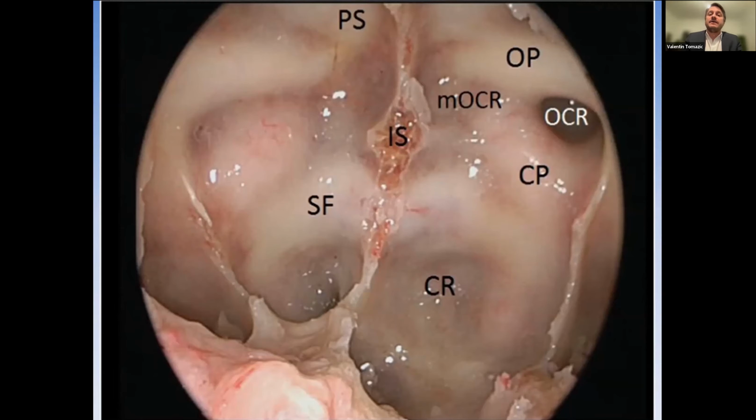If you then are at the level where the intersphenoidal septum is reduced, you see the following structures: the sellar floor, which is your access to the pituitary gland. You can see the optic nerve superiorly and the carotid bulge inferiorly, that is the paraclinoid part of the carotid artery.